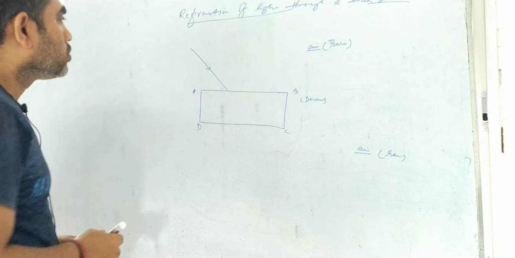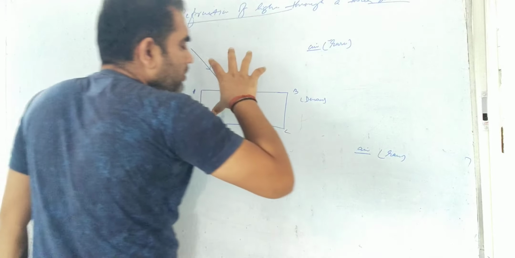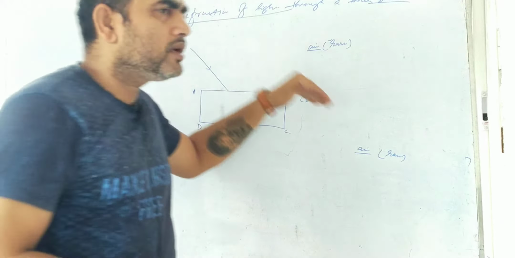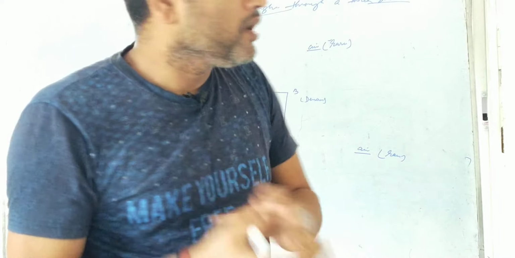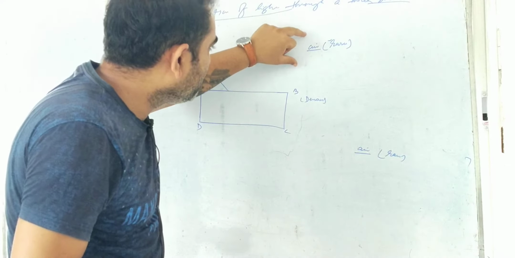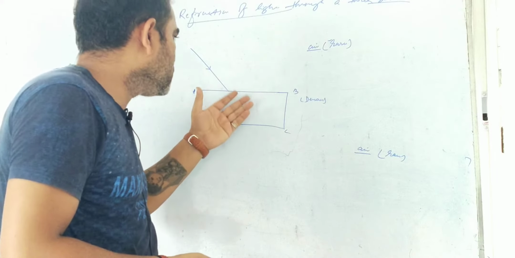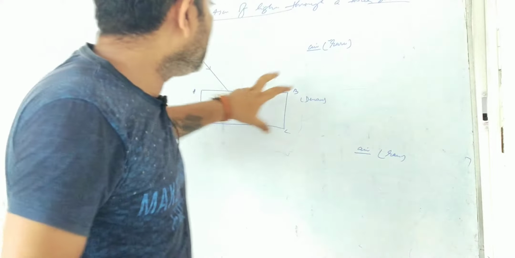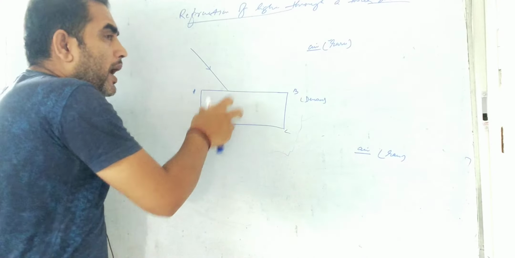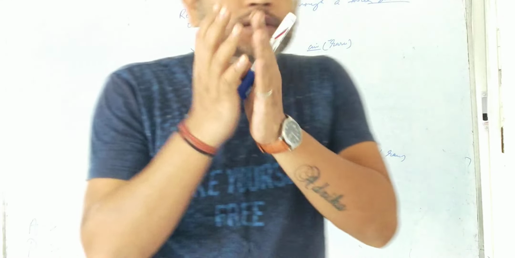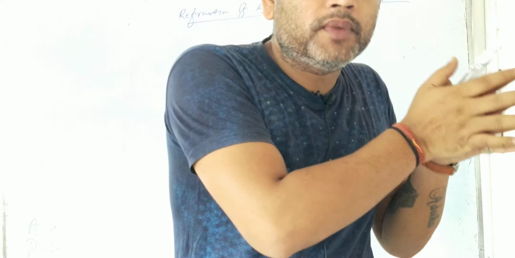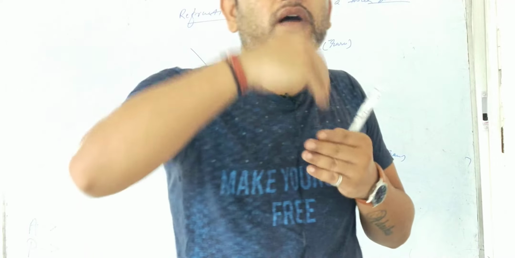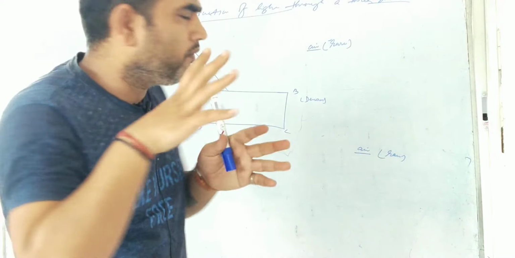Okay, so in this case, whenever light enters from the rarer medium to the denser medium, due to the increase in the molecular pattern of the medium, the speed of light reduces, and whenever the speed of light reduces, light bends towards the normal. Whenever the speed of light increases, light bends away from the normal. That we know very well.